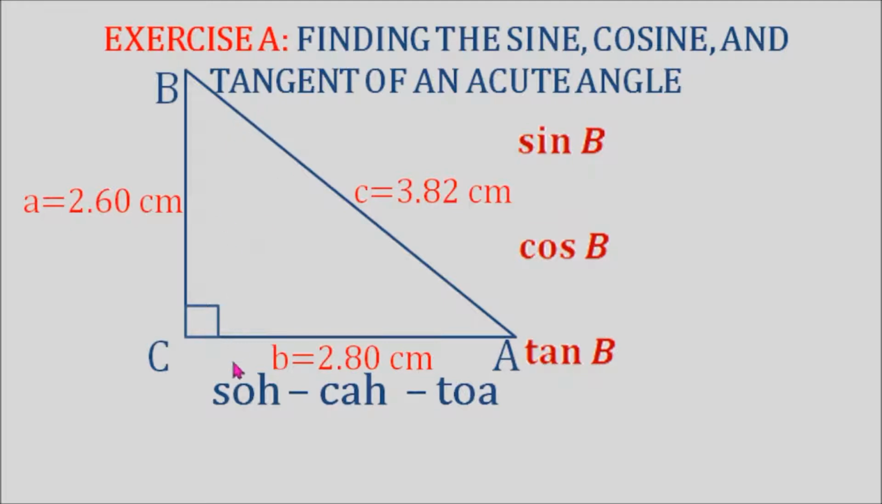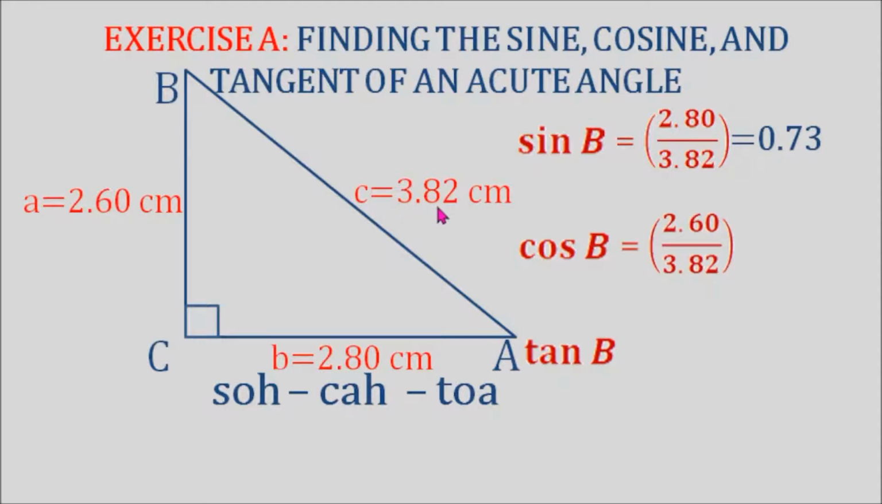Now, how about sine B? Sine B is the ratio of the opposite side and the hypotenuse. That means 2.80 divided by 3.82, and that is equal to 0.73. How about cosine B? Cosine B is the ratio of the adjacent side and the hypotenuse. That means 2.60 divided by 3.82, and that is equal to 0.68.